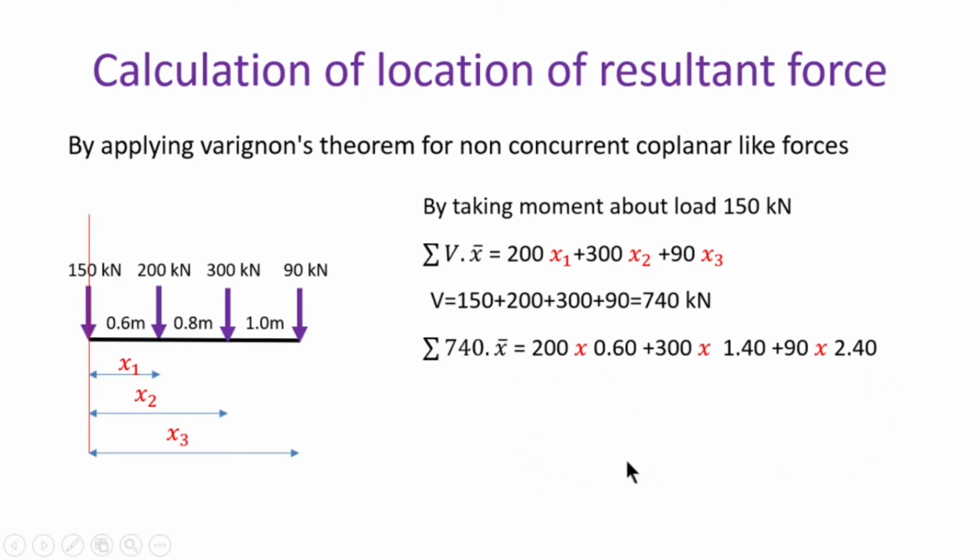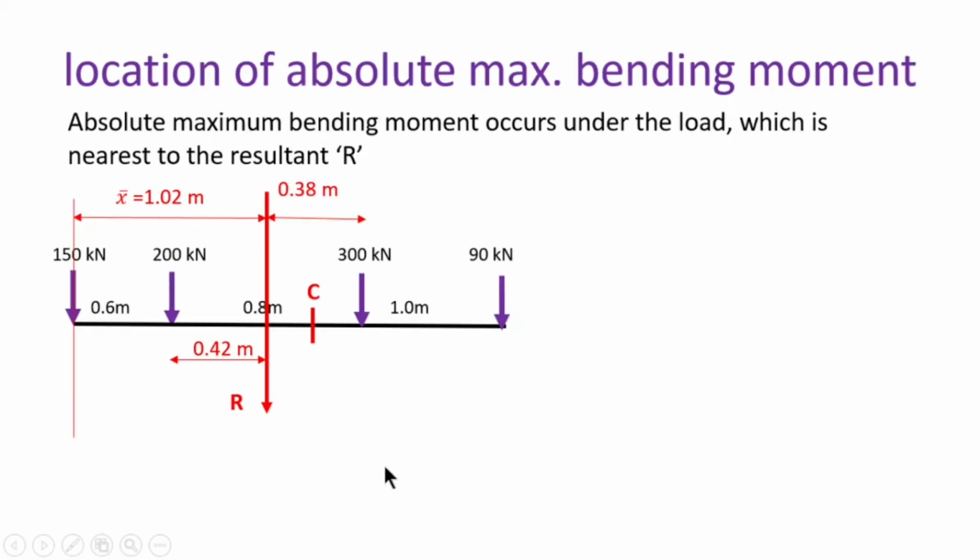So by using this equation we got x bar equal to 1.02 meter, and that distance is from where we have taken the moment. We have taken the moment from the 150 kN load. So x bar is the distance from the 150 kN load. In this way, this is the location of the resultant from the 150 kN load, and that is 1.02 meter.